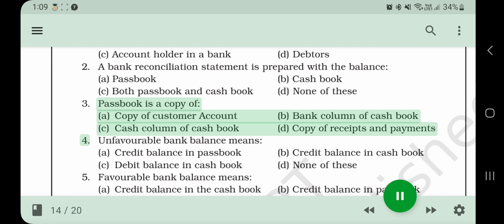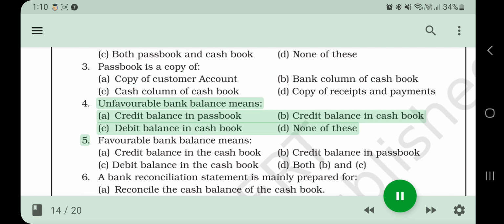3. Passbook is a copy of a. Copy of customer account, b. Bank column of cash book, c. Cash column of cash book, d. Copy of receipts and payments. 4. Unfavorable bank balance means a. Credit balance in passbook, b. Credit balance in cash book, c. Debit balance in cash book, d. None of these.